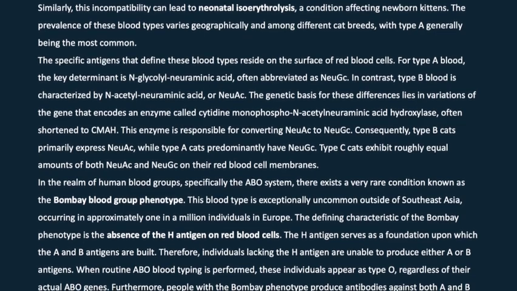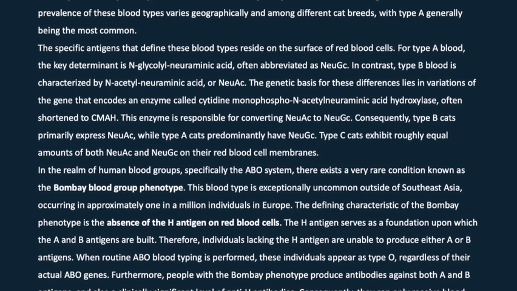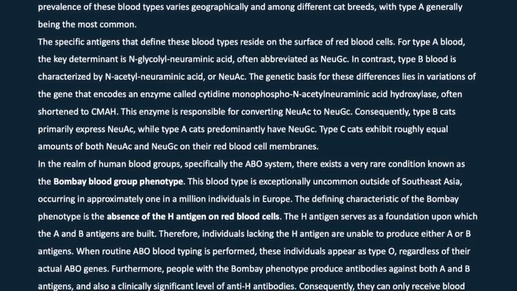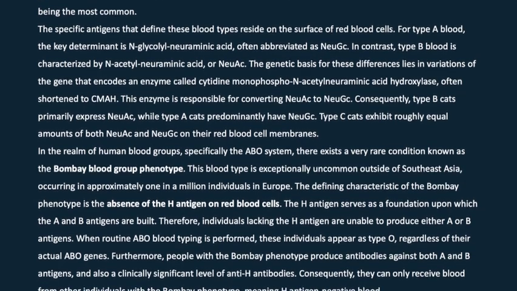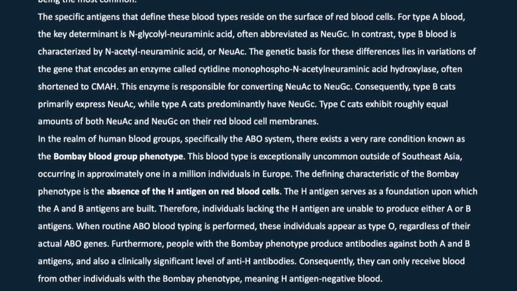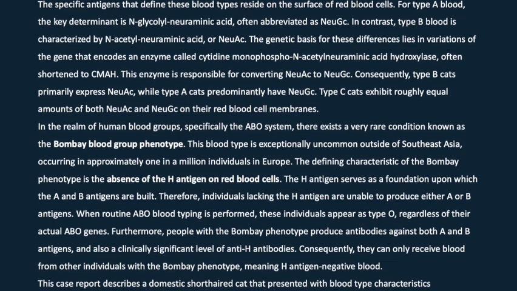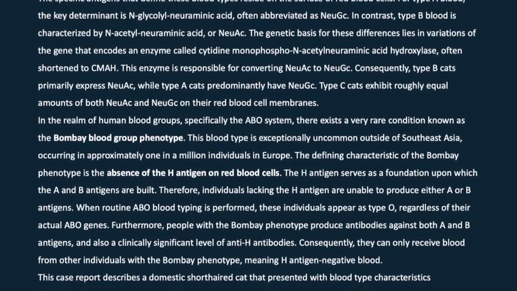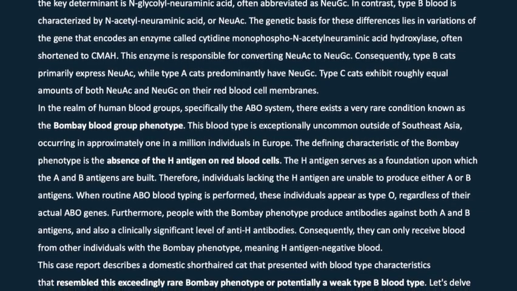The genetic basis for these differences lies in variations of the gene that encodes an enzyme called cytidine monophospho-N-acetylneuramic acid hydroxylase, often shortened to CMAH. This enzyme is responsible for converting NuAC to NuGC. Consequently, type B cats primarily express NuAC, while type A cats predominantly have NuGC. Type C cats exhibit roughly equal amounts of both NuAC and NuGC on their red blood cell membranes.